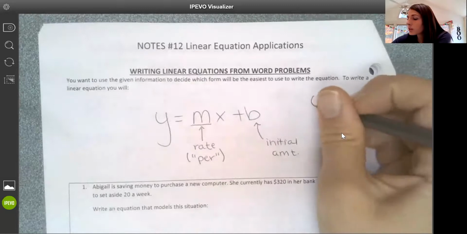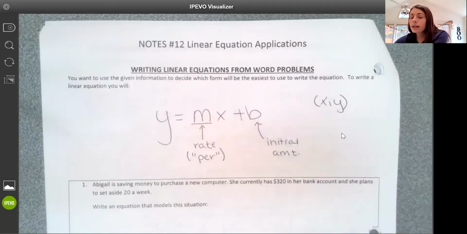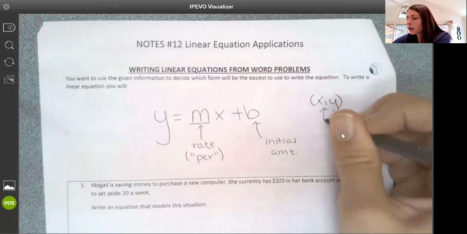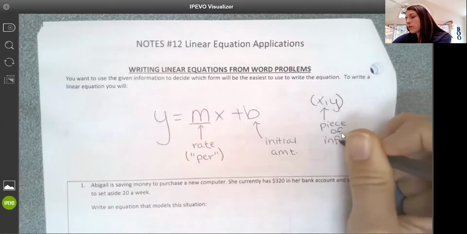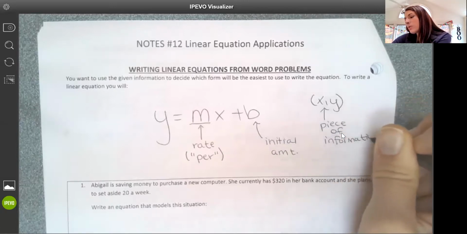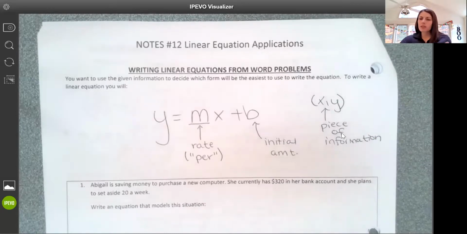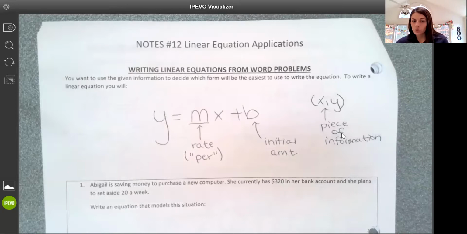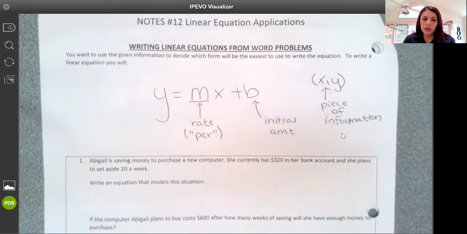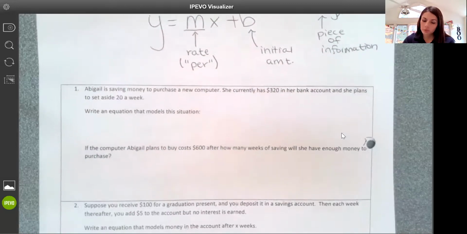The last thing that we could be given is an x and y value that's on that line, and I call that a piece of information. So as we read that application problem, if we think, that's not an initial amount, that's not a slope, that's not a rate, it's just giving me some information, probably we can put that information into an ordered pair and then use that to get the equation of my line. So let's look at our first application.